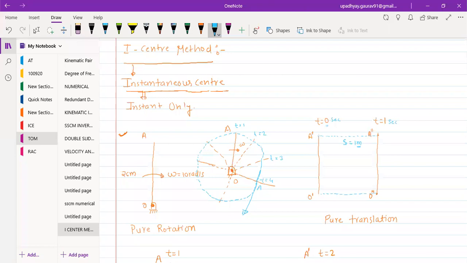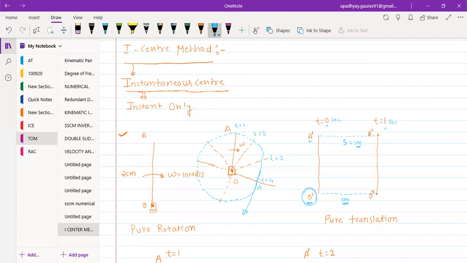From t equals 0 second to t equals 1 second, the point A dash has moved through 1 meter. So through what distance has O dash moved? It has also moved through 1 meter, yes or not? If A dash has moved through 1 meter from t equals 0 to t equals 1 second, then what can we say about the point O dash? It also has moved through 1 meter only, yes or not?